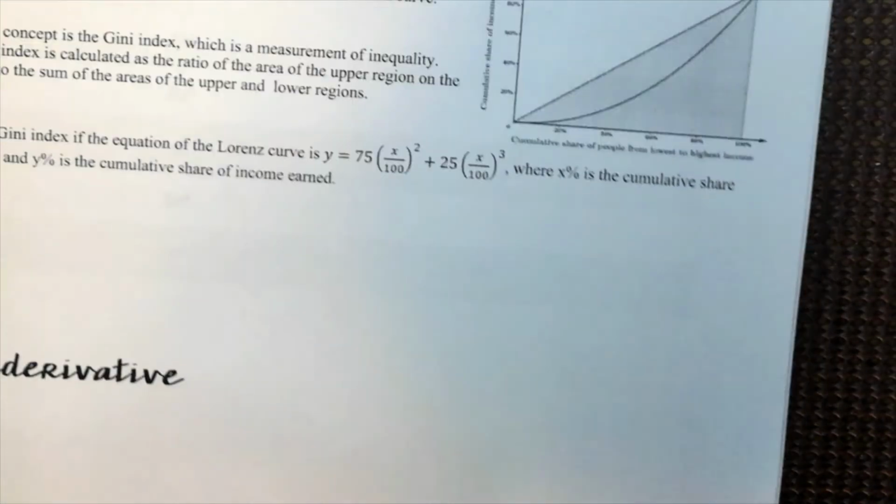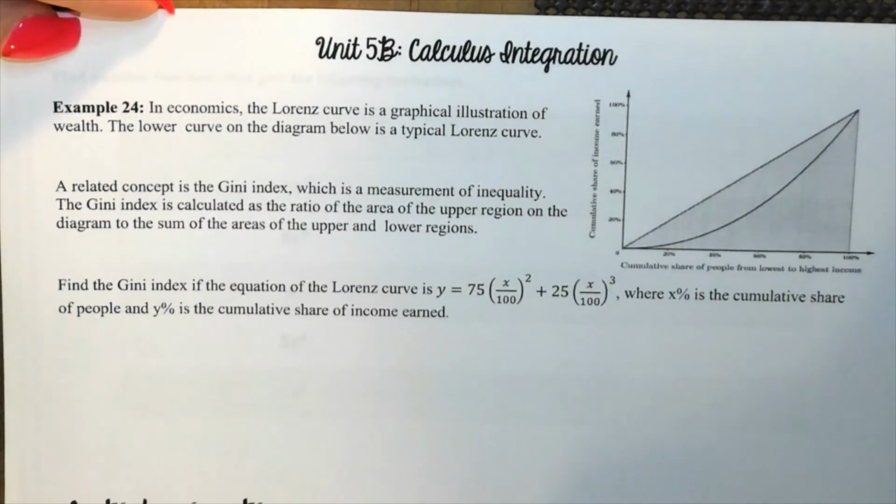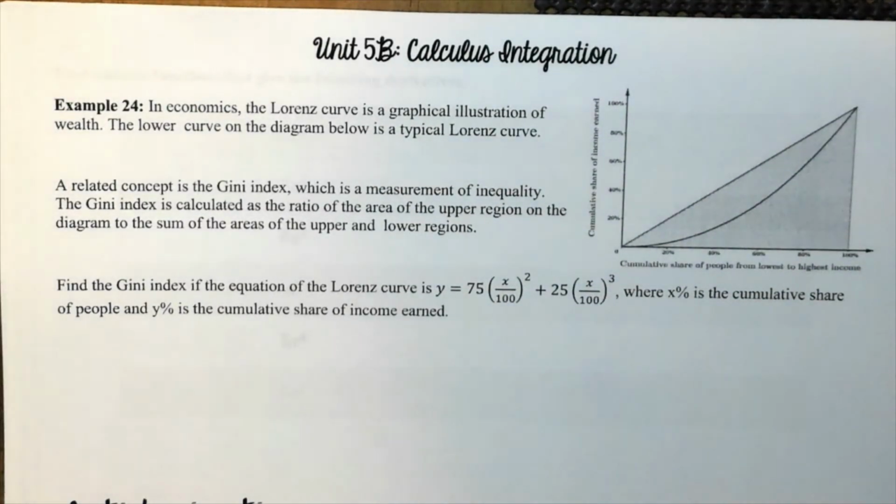Okay, let me go here. In economics, the Lorenz curve is a graphical illustration of wealth. The lower curve of the diagram below is a typical Lorenz curve. Let me get this a little closer so I can read it. A related concept is the Gini index, which is a measurement of inequality. The Gini index is calculated as the ratio of the area of the upper region on the diagram to the sum of the area of the upper and lower regions.